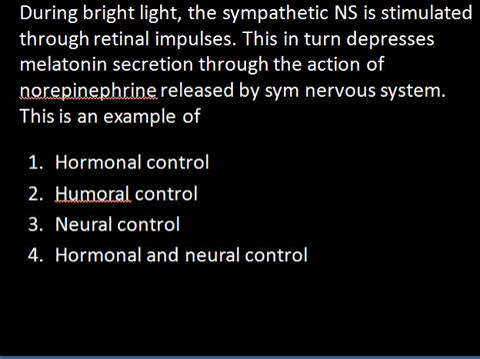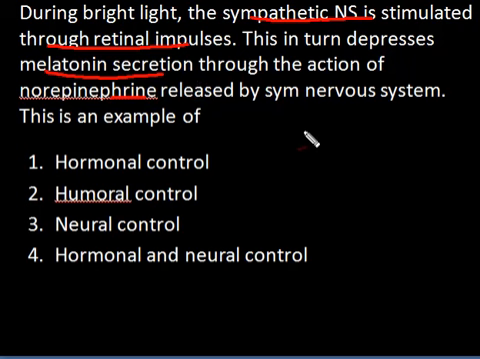So let's look at this first one, where the question says, during bright light, the sympathetic nervous system is stimulated through retinal impulses. So first, that's the first part of the question. After that, this in turn depresses melatonin secretion. So this is the second part. Melatonin secretion is depressed through the action of norepinephrine, which is released by the sympathetic nervous system.